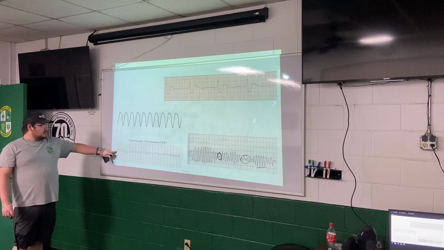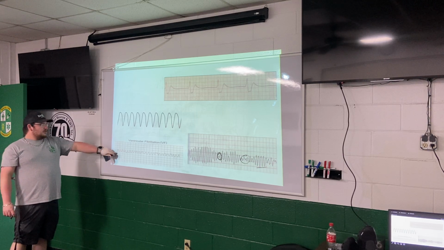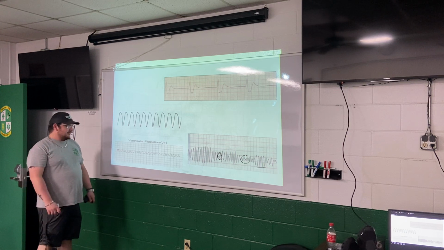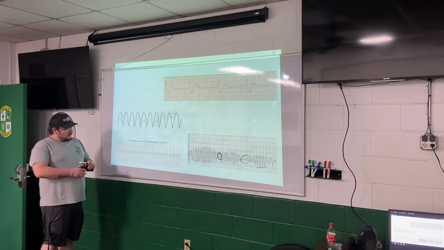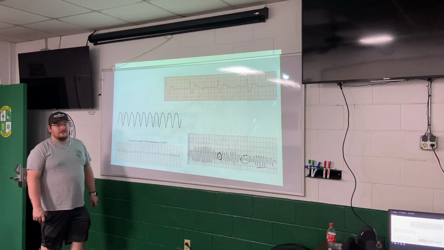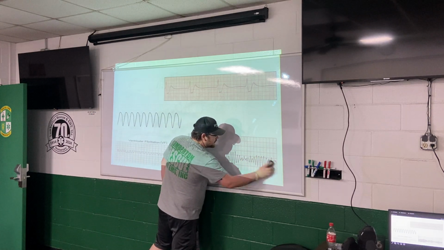V-fib is going to be like this over here. It's going to be that squiggly-looking line. It's going to be chaotic, it's going to look all junky. These are going to be more or less some of your lethal rhythms that you're going to have to face out in the field.